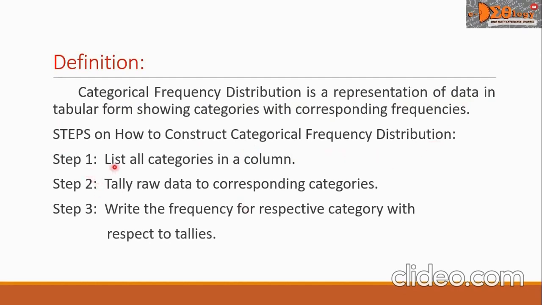Step 1. List all categories in a column. Step 2. Tally raw data to corresponding categories. Step 3. Write the frequency for respective category with respect to tallies.